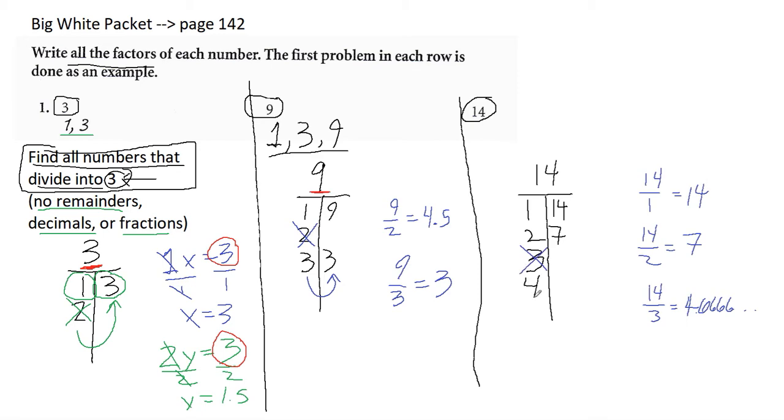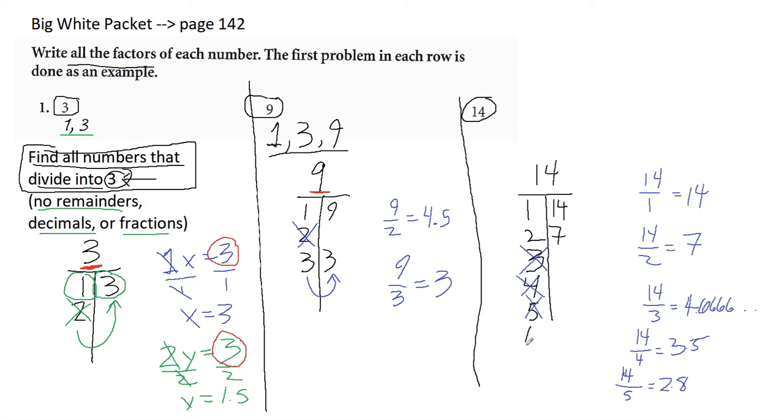1, 2, 3, 4. If I check 4 here, 14 divided by 4. Can I do 4 times something to get 14? That's going to give me 3.5. That's a decimal. Decimals are not allowed, so 4 is out, but at least I checked it. Now I've got 1, 2, 3, 4, 5 comes next. Does 14 divided by 5 give me a whole number? 14 divided by 5, that's going to give me 2.8, I believe. It's going to give me a decimal for sure, so 5 is out, not a factor of 14.